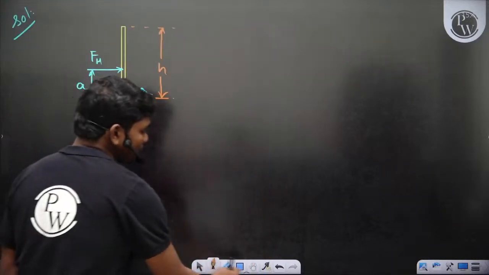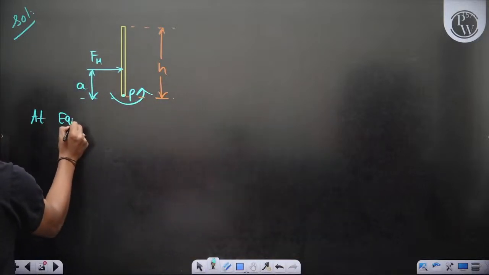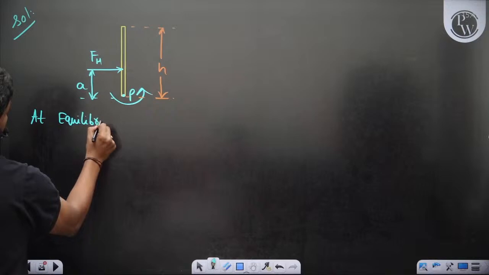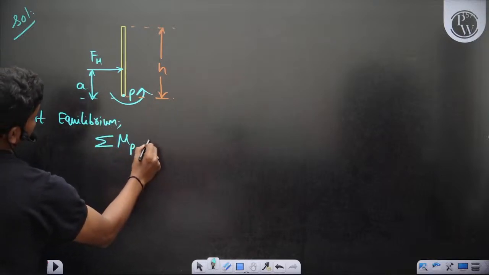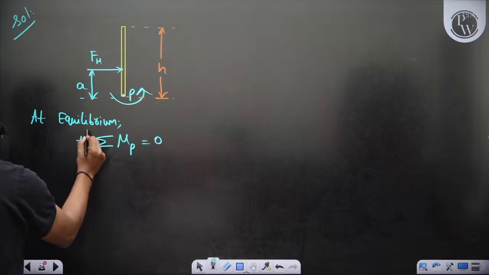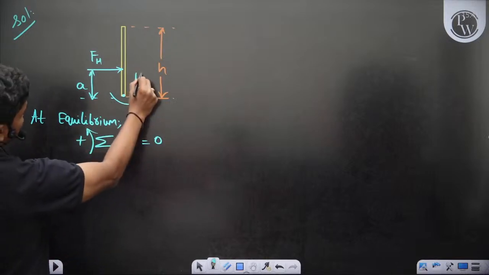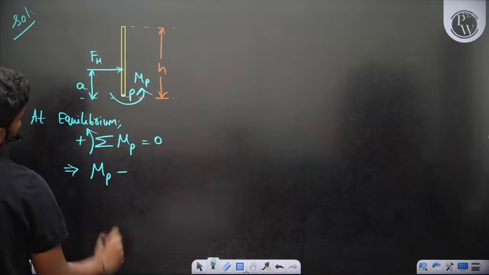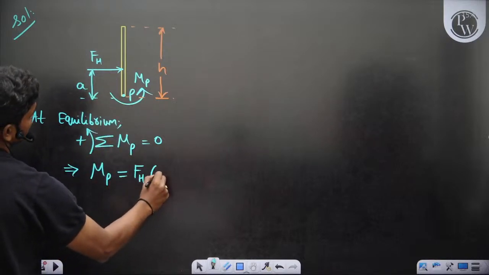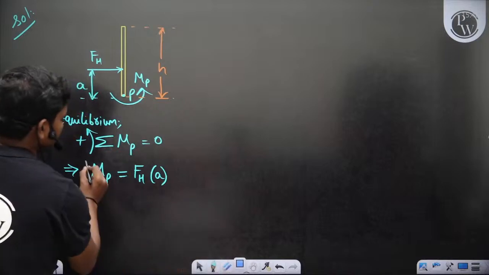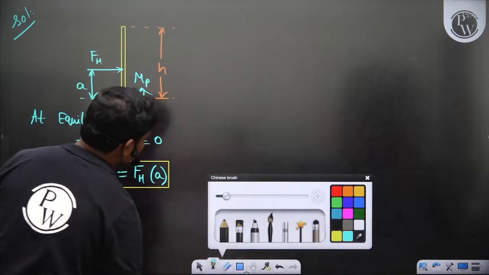So at equilibrium, for example, you take the summation of moments about P, which has to be 0. Maybe you can take the anti-clockwise sense to be positive. So the moment at P, because this is the external moment at P that we have, minus F_H into a, or you can write F_H into a. So this is the M_P value. So how do we get this M_P value, F_H and a values basically?